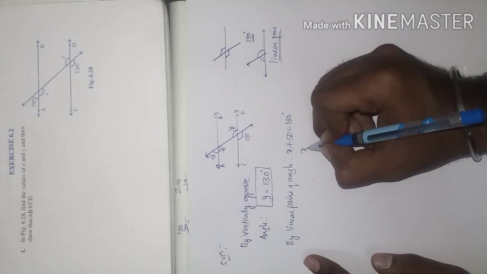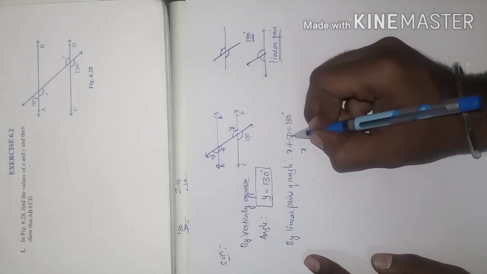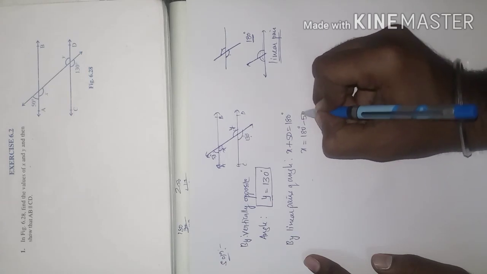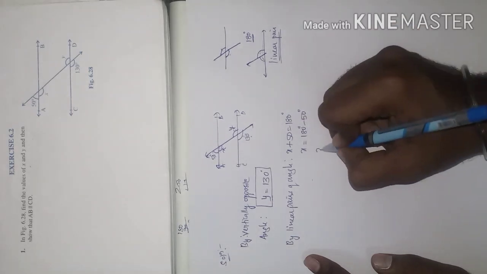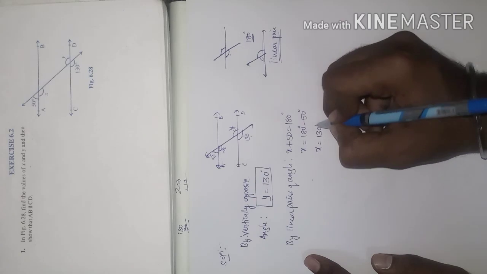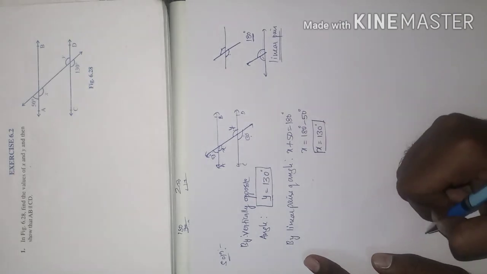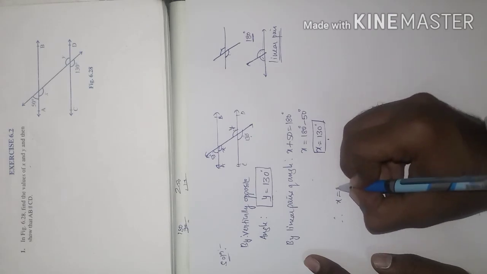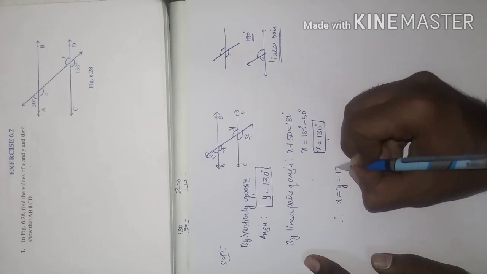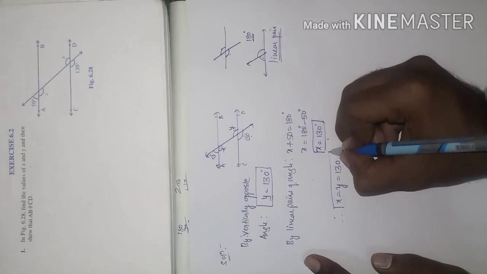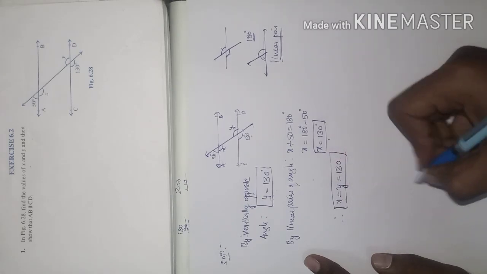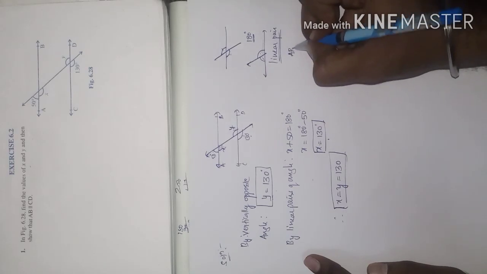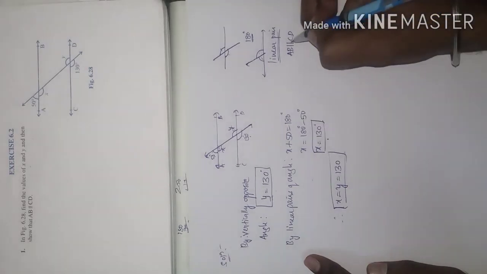I need angle x now, so I will keep it as it is, and 50 degrees I will shift to the other side. 180 degrees minus 50 degrees. So angle x is equal to 130 degrees. We got the values of x and y. They asked to find the value, no? Angle x is equal to angle y is equal to 130 degrees. So this is about the values of x and y, and they also asked us to prove AB is parallel to CD. We have to prove this.